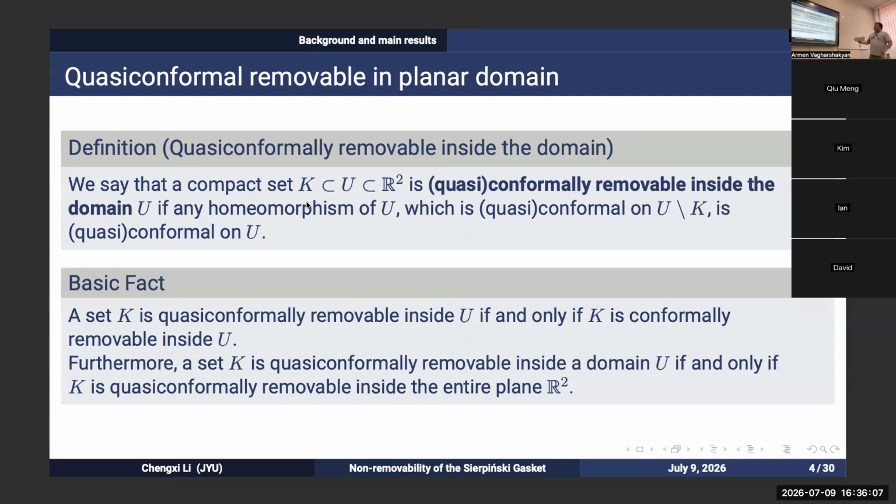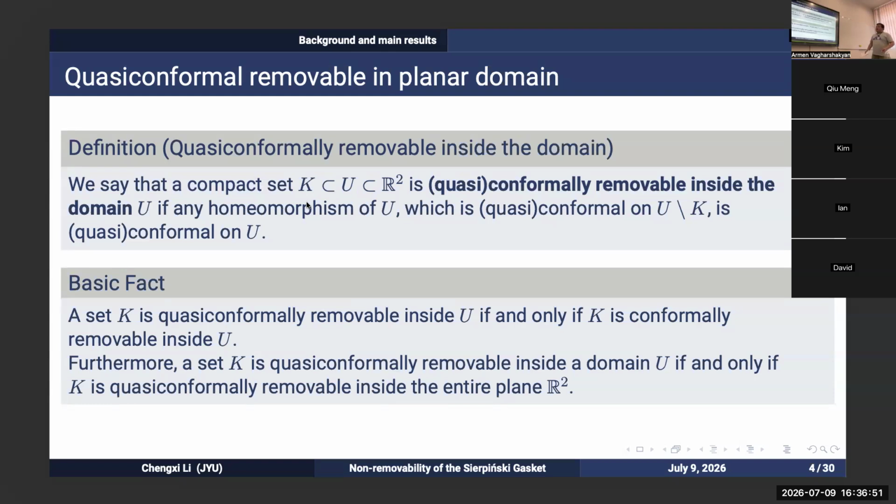We also need to know that in a planar domain, we say K is quasi-conformally removable inside the domain U, where K is a compact set contained in U, if for any homeomorphism of U, not necessarily of the whole plane, which is quasi-conformal on U minus K, it follows that it is quasi-conformal on U. Then we see that K is quasi-conformally removable inside the domain.